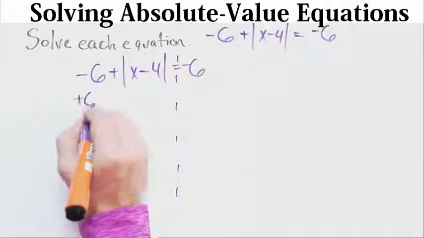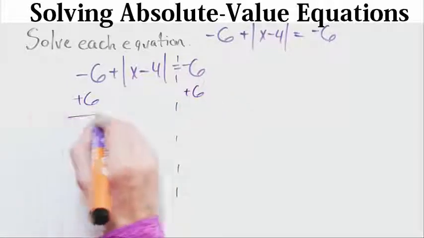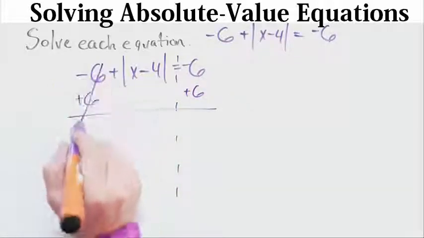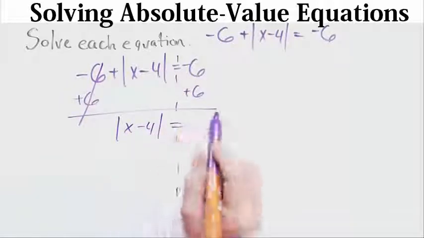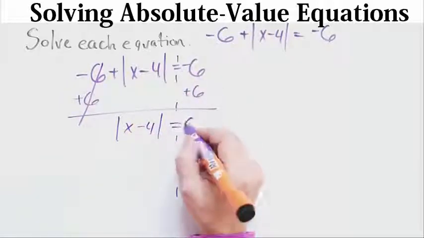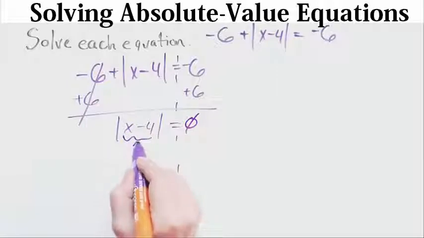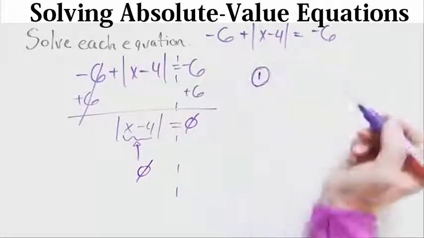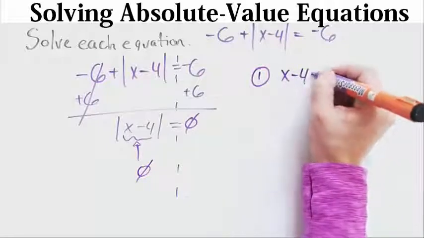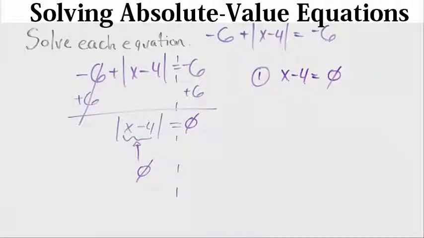To move a negative 6, you pair it with a positive 6. Negative 6 plus 6 is 0. I'm left with the absolute value of x minus 4 equal to negative 6 plus 6, which is 0. Now what number could I put in here to tell me that it is 0 away from 0? There's actually only one case. The number 0 is the only number that is 0 away from 0. So I only have one case where that whole inside is going to be 0.